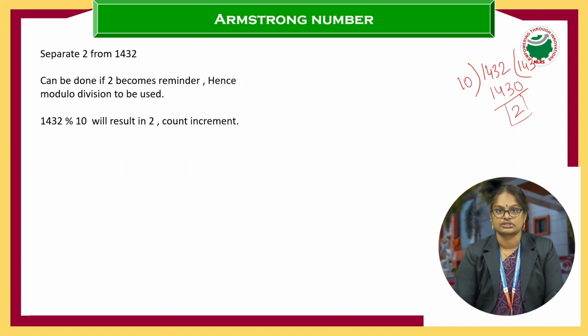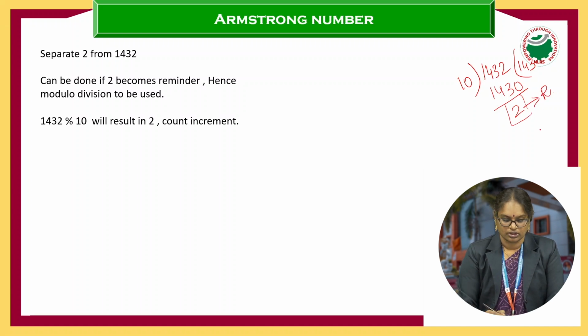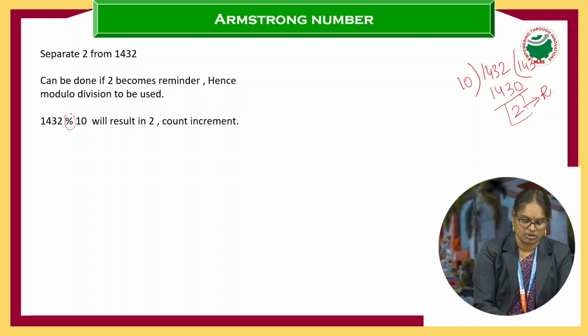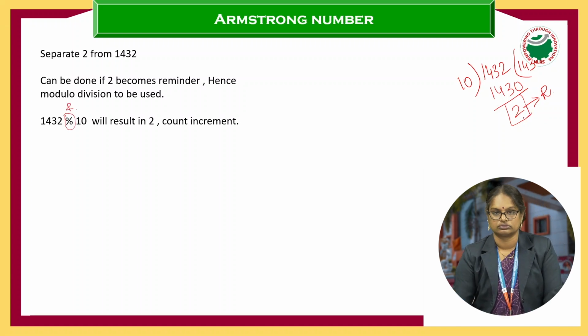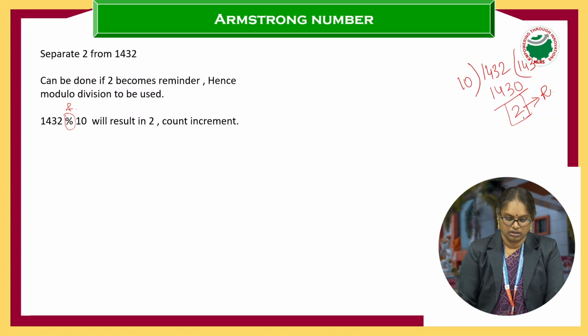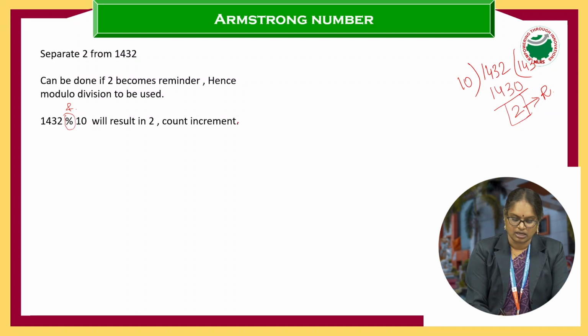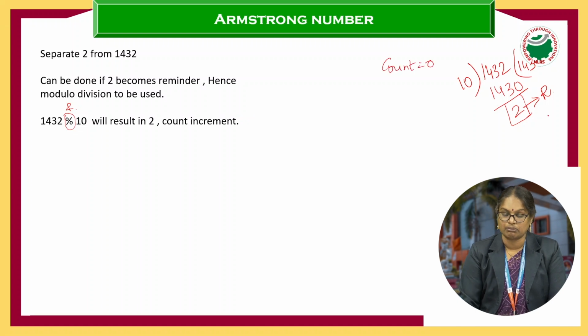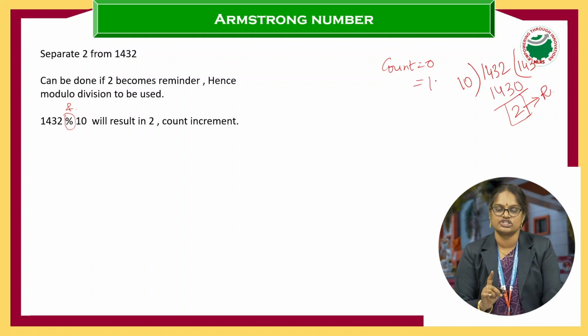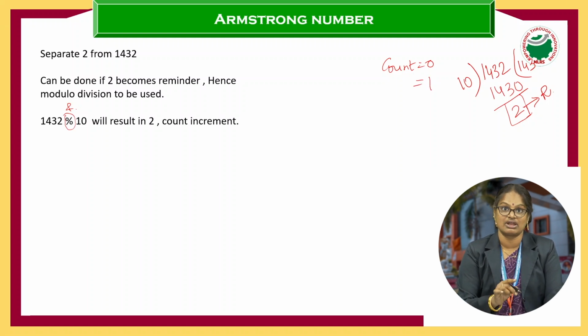This is what happens. That means this becomes a remainder. Your modulo division symbol will always give remainders. Now I have separated 2. Because 2 is there, I will count my increment. At the starting, I'll put my counter to be 0. And when I get a remainder, I will increase my counter to be 1. That means I have one digit in my given number.